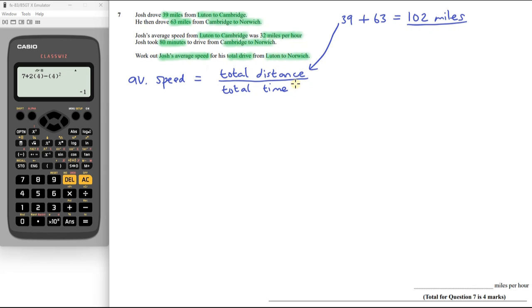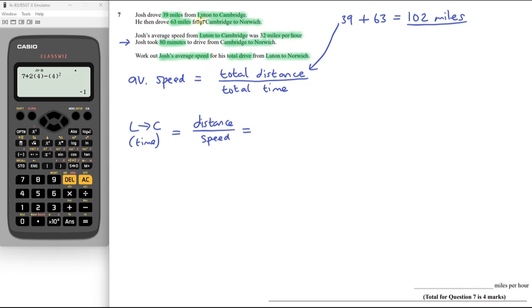Now, the total time is a bit trickier to work out. Looking at this line here, we know the time it took to travel from Cambridge to Norwich, but we don't know the time from Luton to Cambridge. So let's work that out. If we rearrange this formula to work out the time, we know time is distance divided by speed. So this is all from Luton to Cambridge: the distance from Luton to Cambridge divided by the speed from Luton to Cambridge.